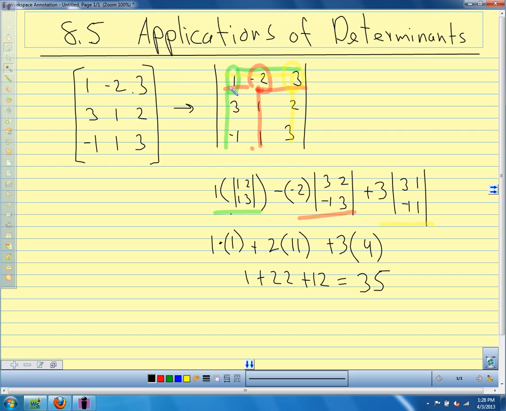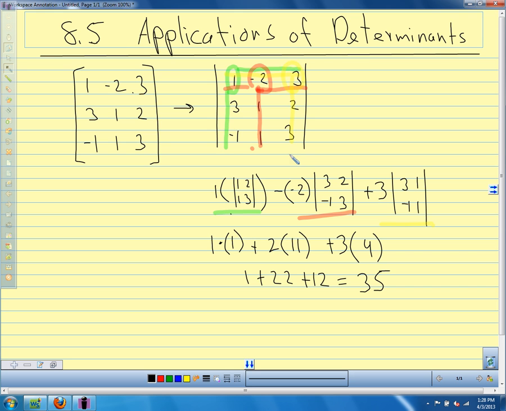Take the first number right here and we multiply it by the determinant that we get when we cross out that row and that column. Our second one is always negative. We take the second number in the first row, put it here, and then we cross out the numbers in the top row and the middle column, and we write the determinant of that matrix. You just end up with a 2 by 2 determinant. And then we write down the third number and the determinant of the matrix that we get when we cross out the top row and the third column. So that's another way we can find the determinant of a 3 by 3 matrix.